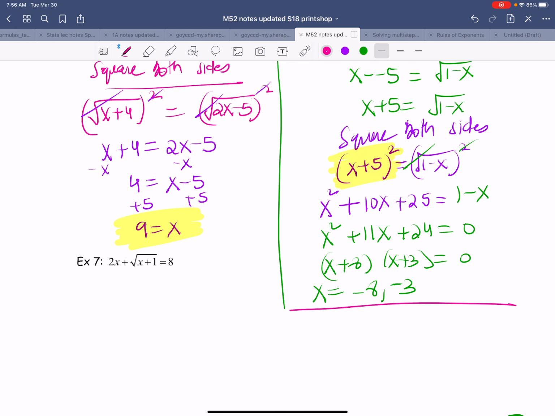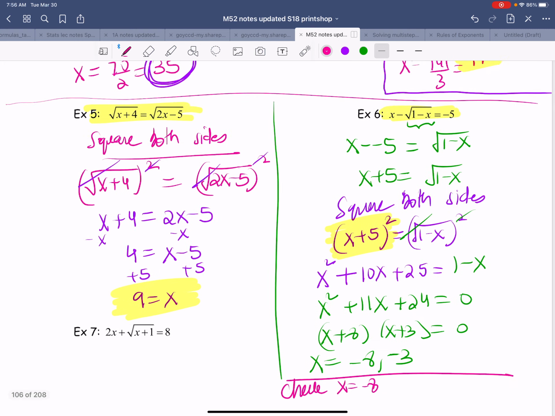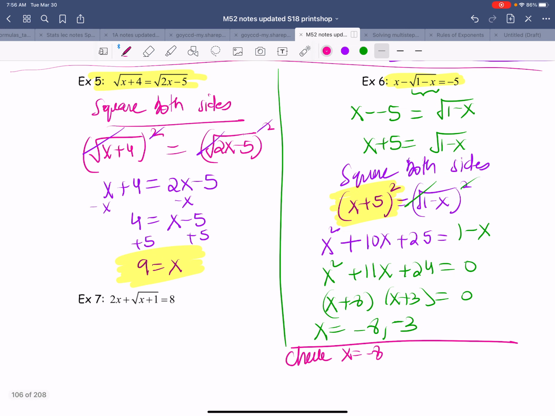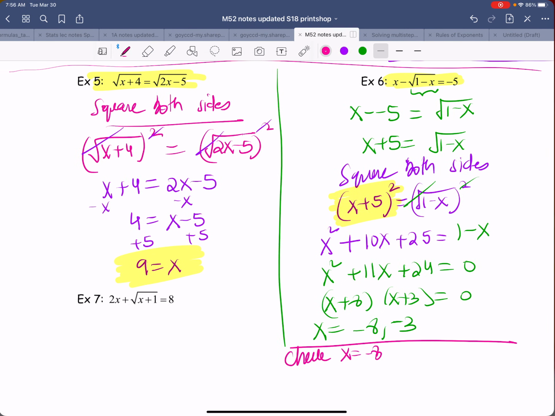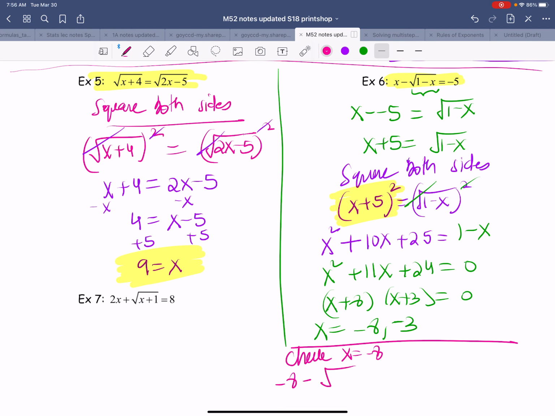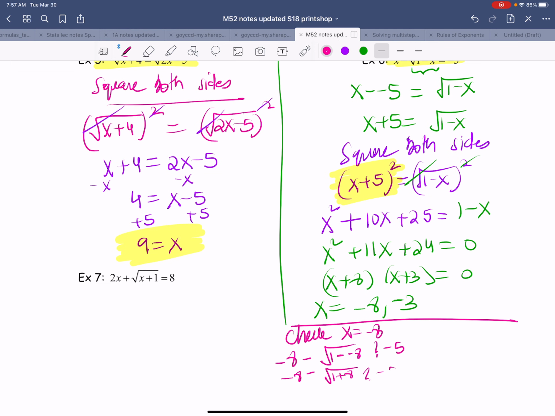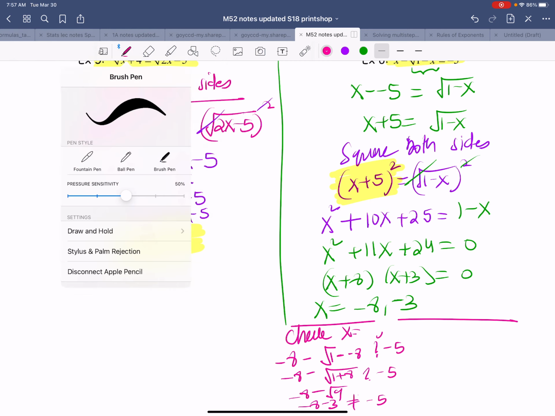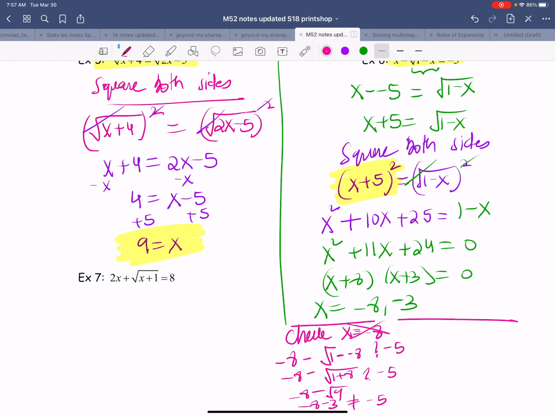So check x equals negative 8. I'm going to plug negative 8 into the left side and see if it gives me negative 5. So negative 8 minus square root of 1 minus negative 8. Is that equal to negative 5? Negative 8 minus square root of 1 plus 8, negative 8 minus square root of 9, negative 8 minus 3. That is not equal to negative 5. So negative 8 did not work here. I already can see x equals negative 8 does not work.